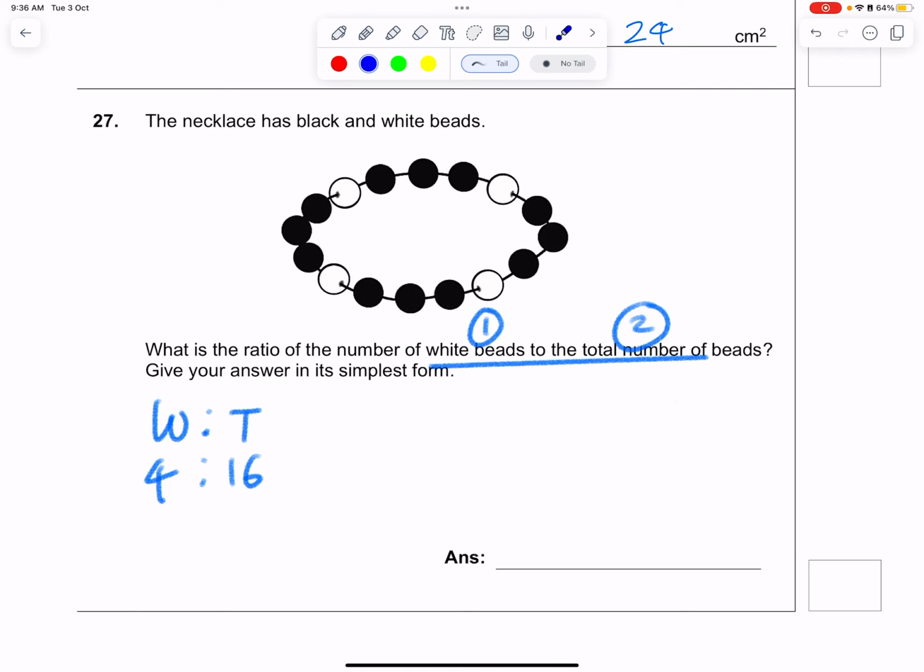And now we proceed to simplify. They must be divided by the same number. The biggest number that they both can be divided by, which is a common factor between these two, would be 4. So 4 divided by 4 is 1, and 16 divided by 4 is 4. So your answer should be just 1 is to 4. That is your answer.